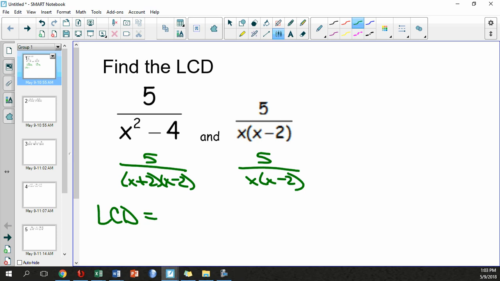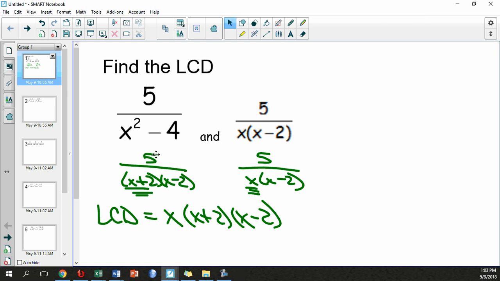One more time, slowly. X, because it comes from here. X plus 2, because it comes from over here. And x minus 2. Why do I only have degree 1 on here? Because they are both degree 1. If they were different exponents, then which exponent would I choose? The higher exponent. Do we all understand that?